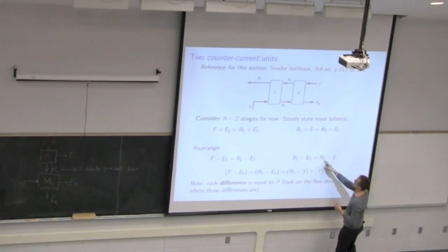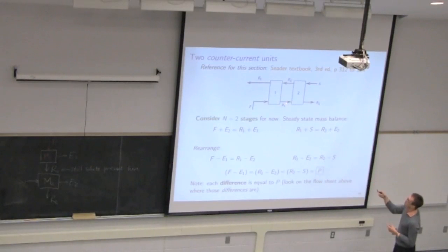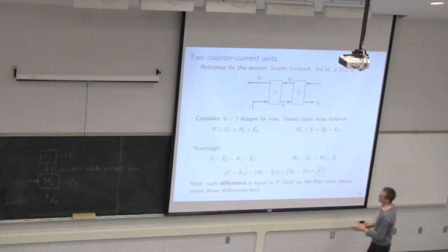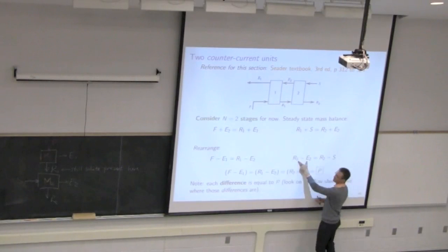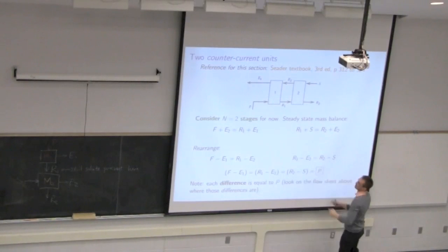If I do that for the second unit, I also find that R1 minus E2, that same difference, is equal to R2 minus S. So always the same difference from the raffinate stream to the upper stream above it. So we have these differences here, and they're all equal to each other. R1 minus E2 over here from the first stage, R1 minus E2 from the second stage, so I can equate both, and I get three differences, and they're all the same value. And for convenience, I'm going to call that difference capital P.